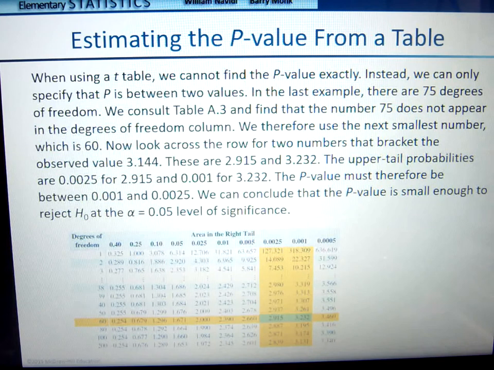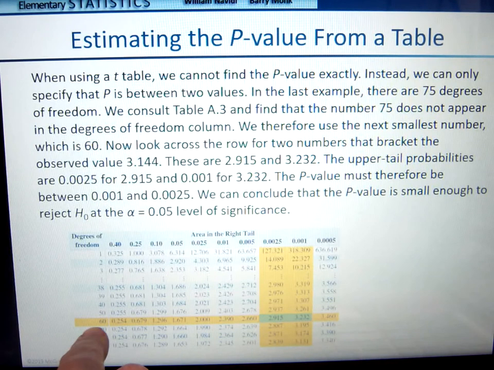When using the table, we cannot find the p-value exactly. Instead, we can only specify that p is in between two values. In the last example, there are 75 degrees of freedom. We therefore must use the next smallest number, which is 60. So 75 is not in here; the next smallest number is 60. So you don't go to the closest, you go to the next smallest.